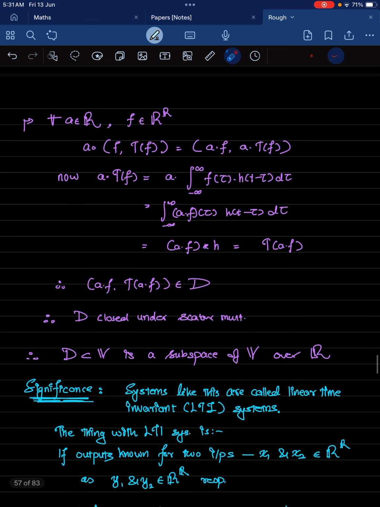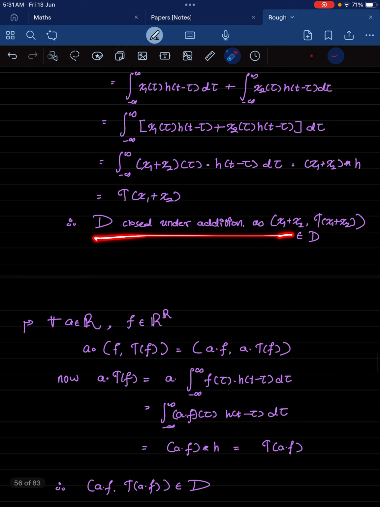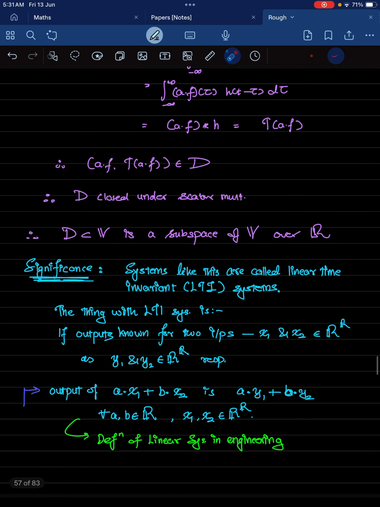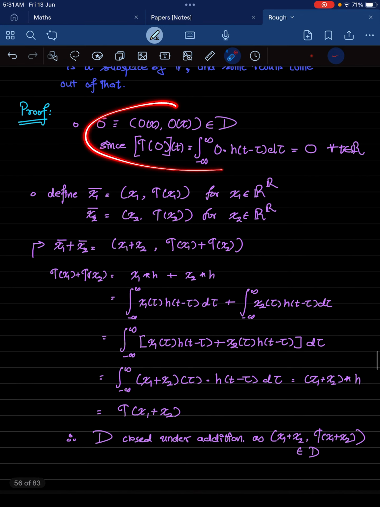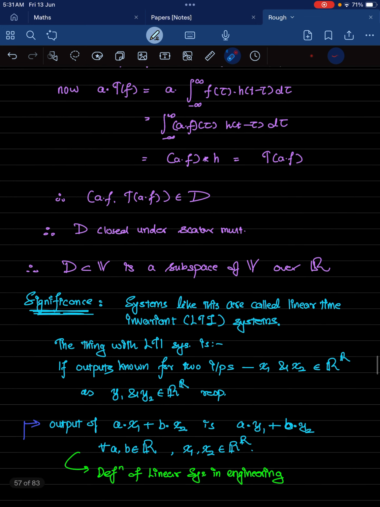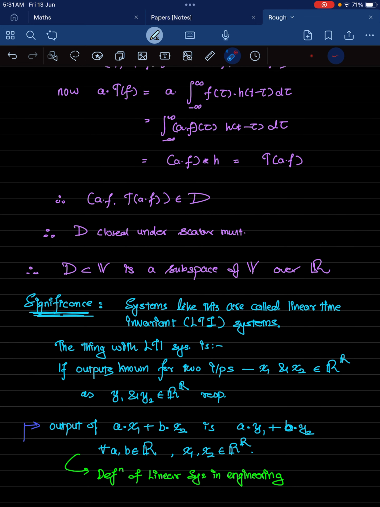And so we have just proved that a times f, and hence T of a times f, is also a member of D, and hence D is closed under scalar multiplication. We have also proved that D is closed under addition, and since there is also an identity element, which was a bit too trivial to prove, with that we have satisfied the three conditions for D to be a subspace of V.